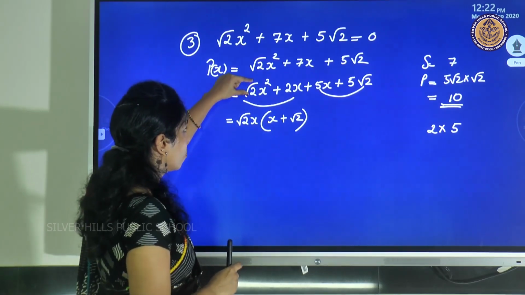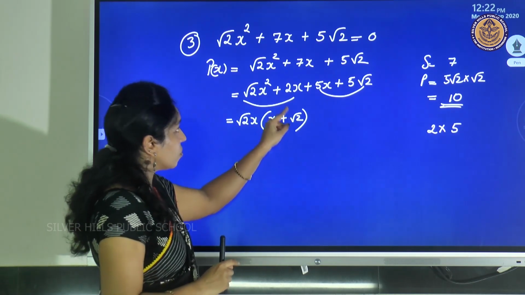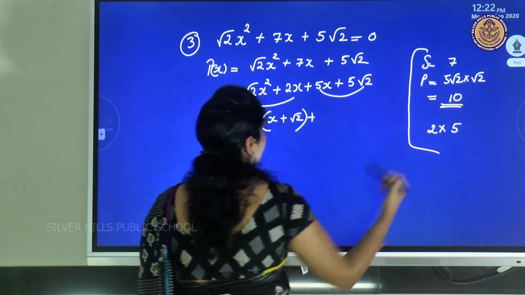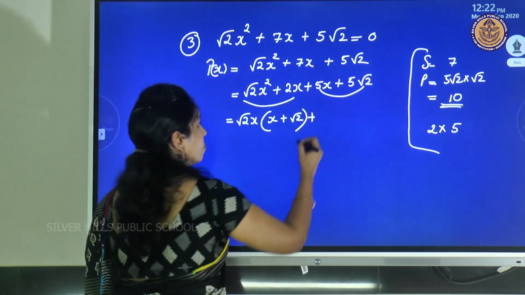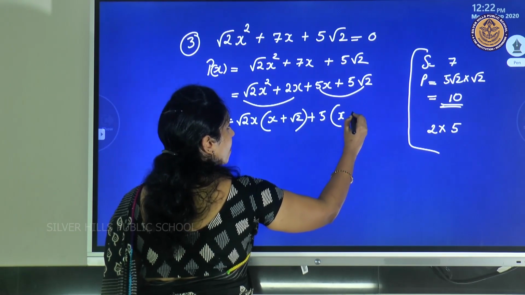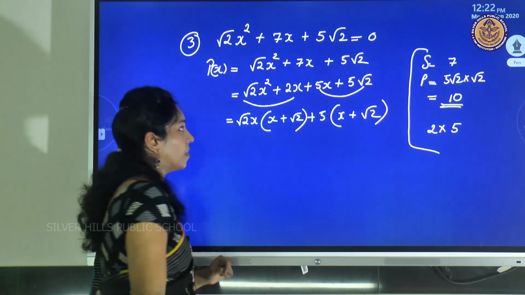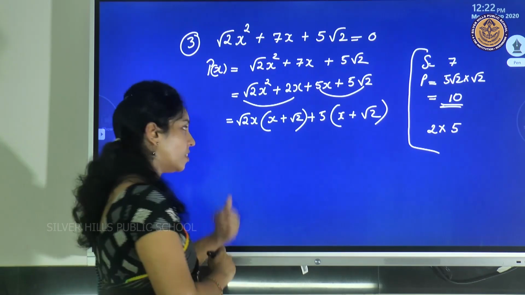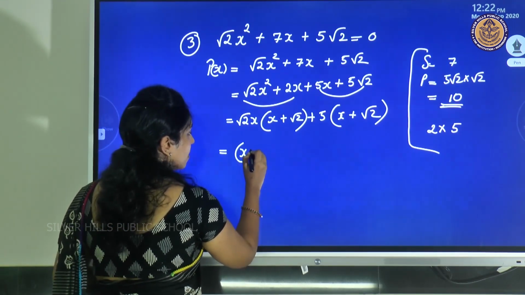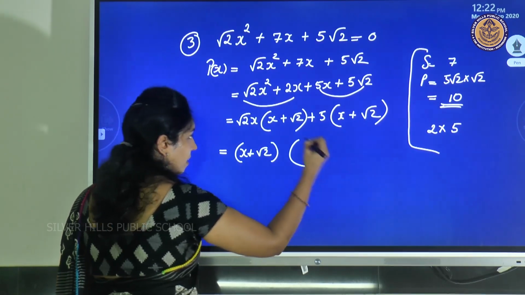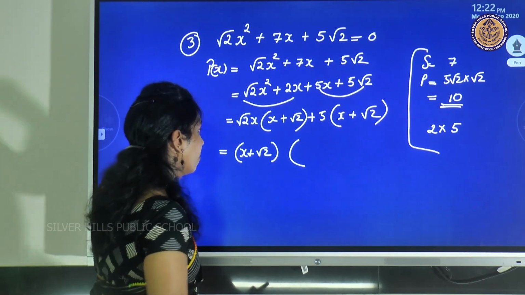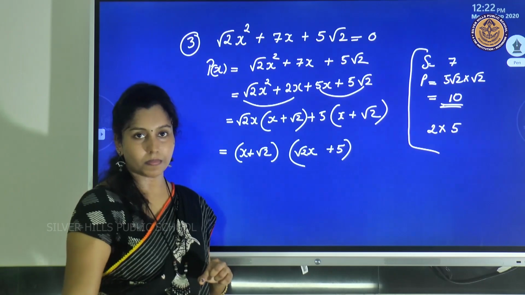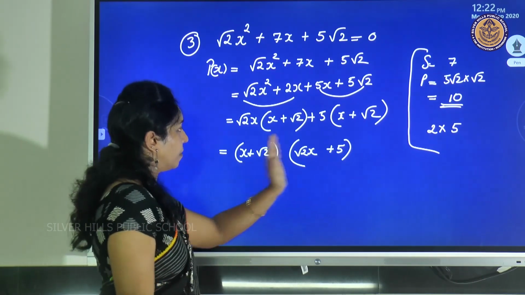Now just open the bracket and see if you have any doubt. Root 2x into x is root 2x square. Root 2x into root 2 is 2x. Plus, from here I can take 5 outside. 5 into, in brackets comes x plus root 2. In these two terms, x plus root 2 is common. We just take it outside. So x plus root 2 in a bracket, and inside another bracket I have root 2x plus 5. Okay, so the left side we simplified.